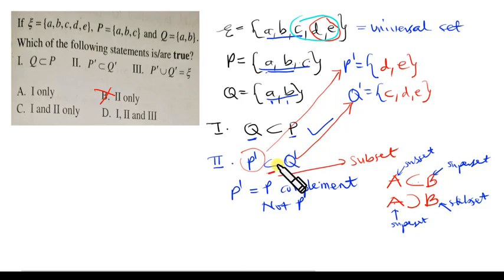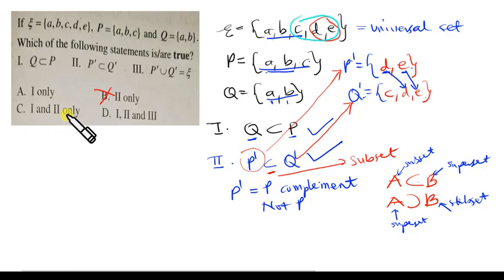So if you look at what we have here, what we are saying is that P complement is a subset of Q complement. Is it true? That is the question we're asking here. So let us look at P complement. In P complement we have two elements, D and E, and in Q complement we have C, D, and E. Do we find the elements of P complement in Q complement? Of course, we see D here, and we also see E here. So this means that II is also true.